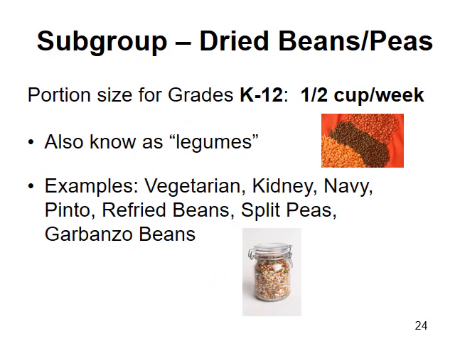The dried beans and peas subgroup portion size is the same for all grade groups, 1/2 a cup for the week. We sometimes refer to the dried beans and peas group as legumes. Examples include a variety of beans such as kidney, navy, pinto, refried beans, and garbanzo beans. There is a large selection listed on the vegetable handout.